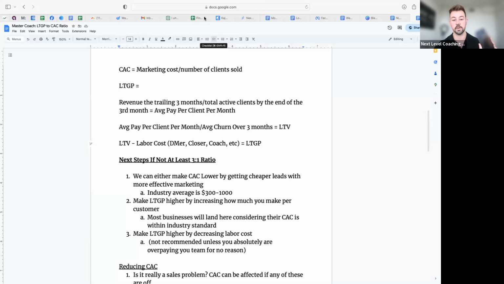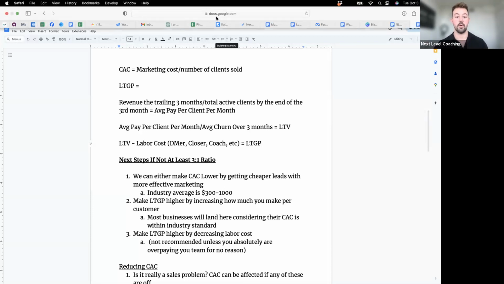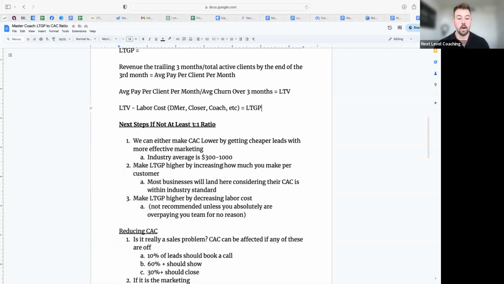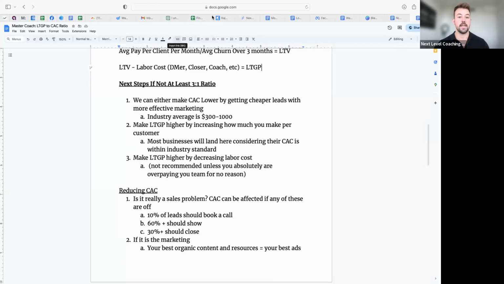Let's say that our lifetime gross profit was $3,000, and let's say our average cost of acquisition was $1,000. That means I have a 3-to-1 ratio of lifetime gross profit to cost of acquisition. Yay, your business is healthy. Anything below that, I'm going to go over what you need to look into. But once again, 3-to-1 is just the bare minimum of what we're trying to achieve here. We want to be above 3-to-1. Okay, so let's look into these next steps.